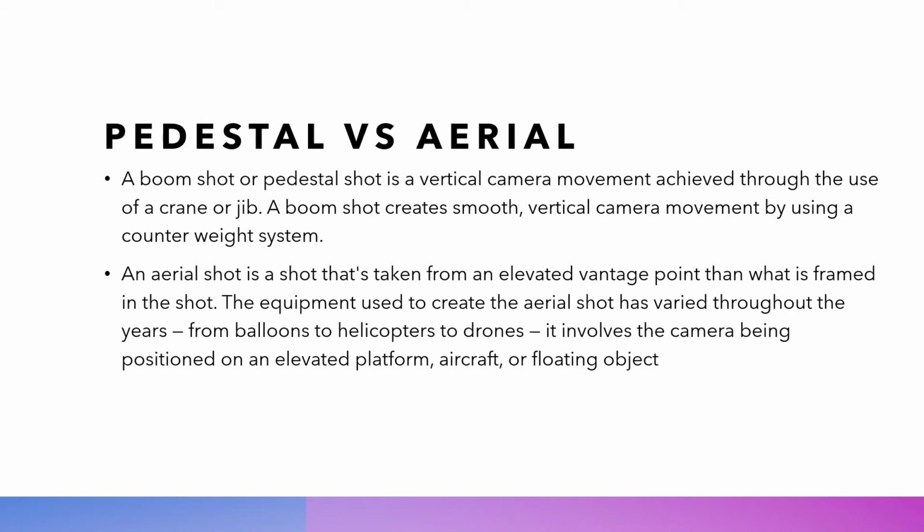The pedestal shot and the aerial shot are camera movements that go up and down. A boom shot or a pedestal shot is a vertical camera movement achieved through the use of a crane or jib. A boom shot creates smooth vertical camera movement by using a counterweight system. So imagine you're in an elevator and you're going up. That is a pedestal shot.